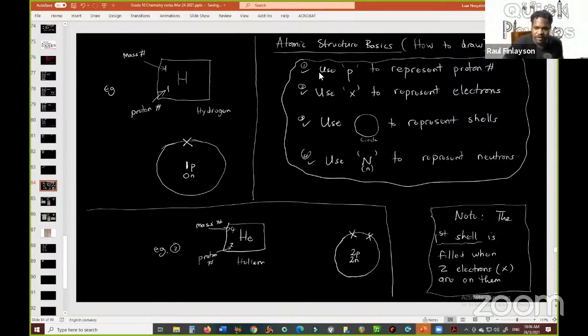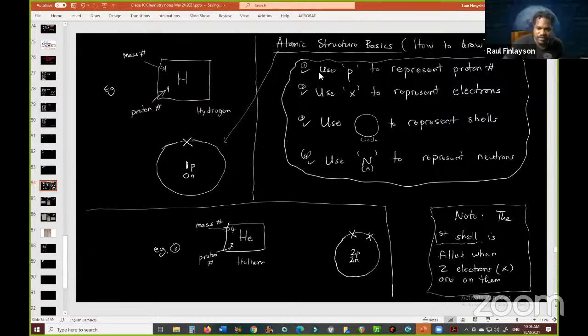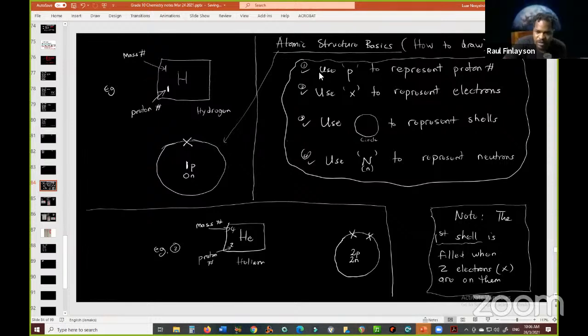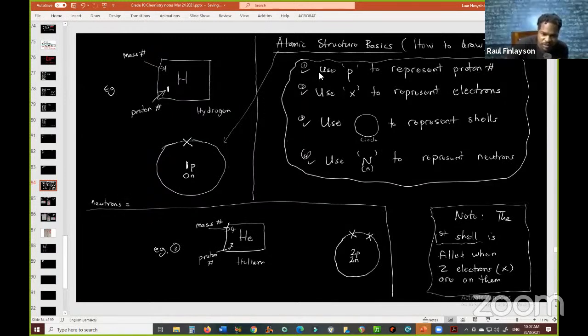If you're asked to draw the atomic structure, it's going to look like this. Draw the circle because the first thing we do is put one proton, because this 1 here means one proton, so 1P. And then of course, the mass number is still 1. When you subtract the proton number from the mass number, that gives you the number of neutrons. So always remember that neutrons is equal to mass number minus proton number.